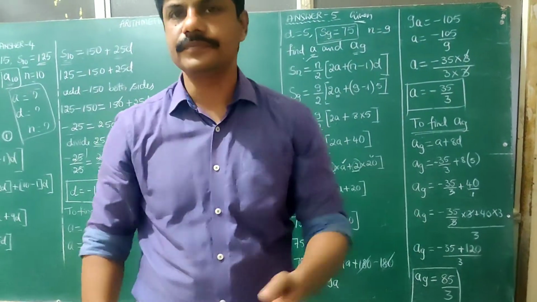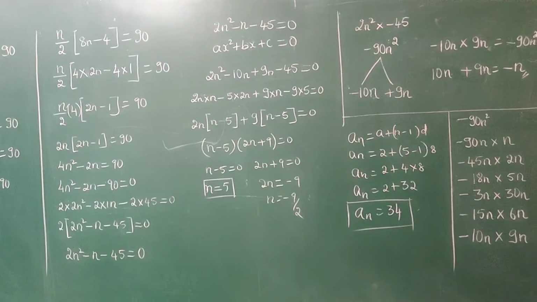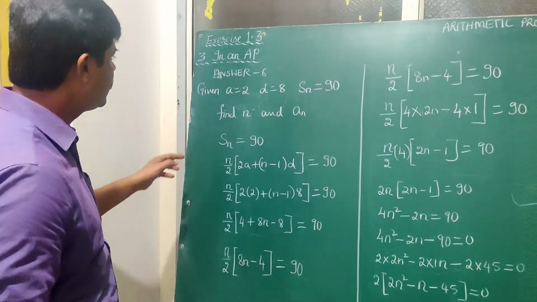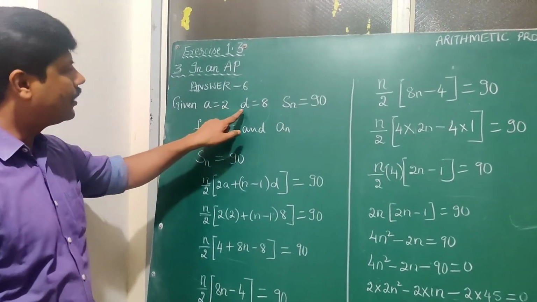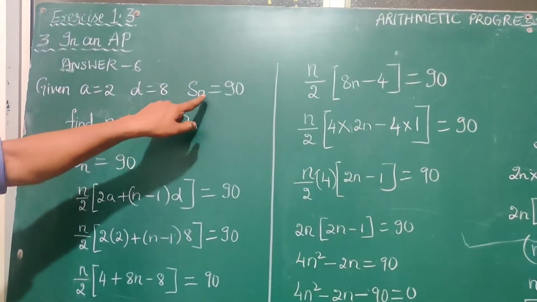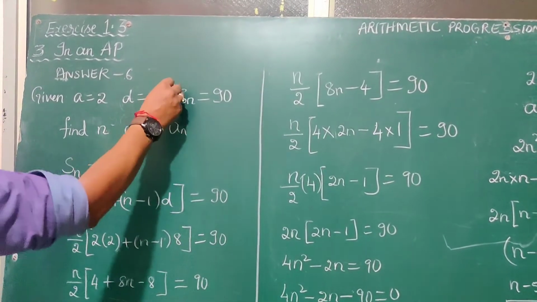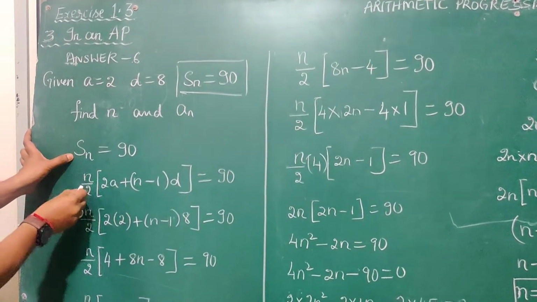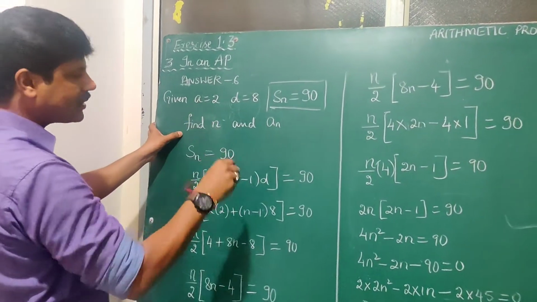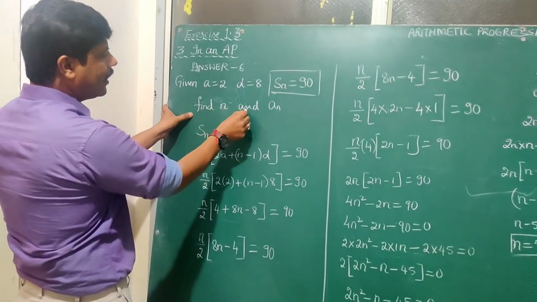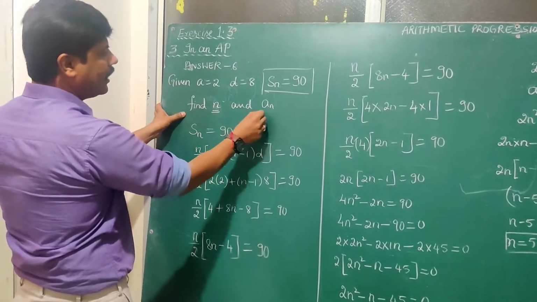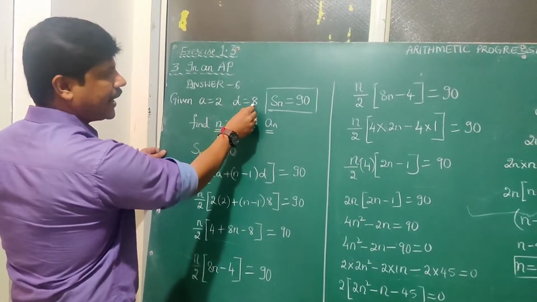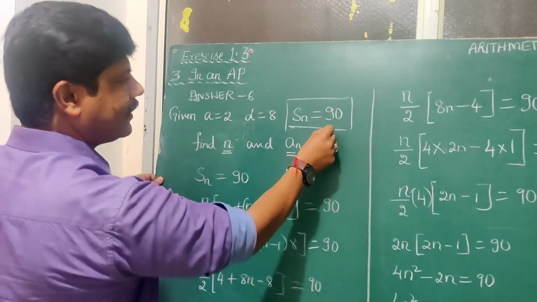The next problem. Now we will deal with the 6th problem of the 10 problem series. Given A is equal to 2, D is equal to 8, Sn is equal to 90. What is asked to find? Find N and An. This is the clue given.